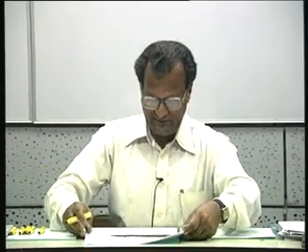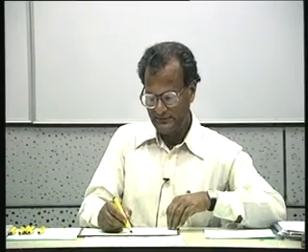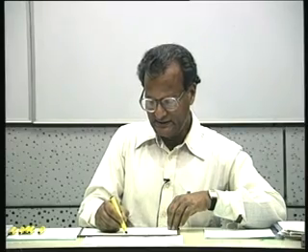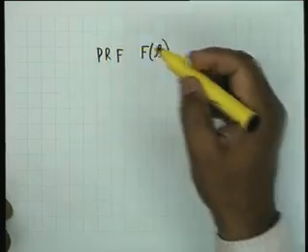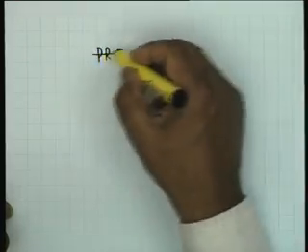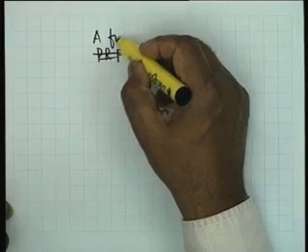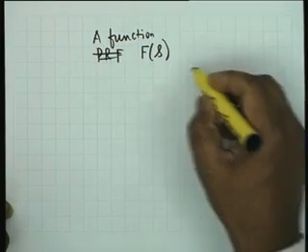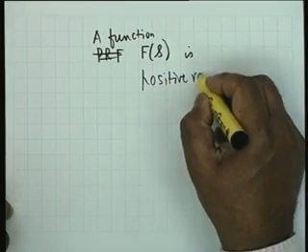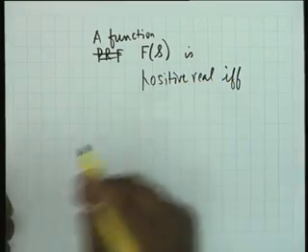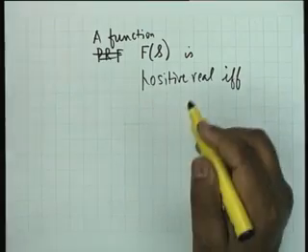This is the 37th lecture and we talk about positive real functions today. A positive real function, if we denote it by f of s, is defined as follows: a function f of s is positive real if and only if. It is a very simple definition.